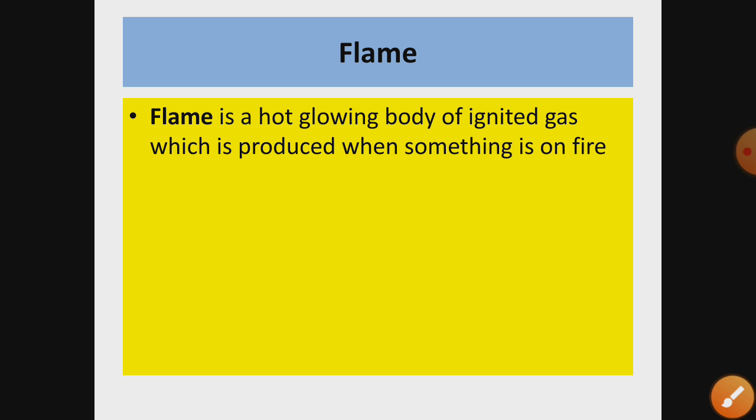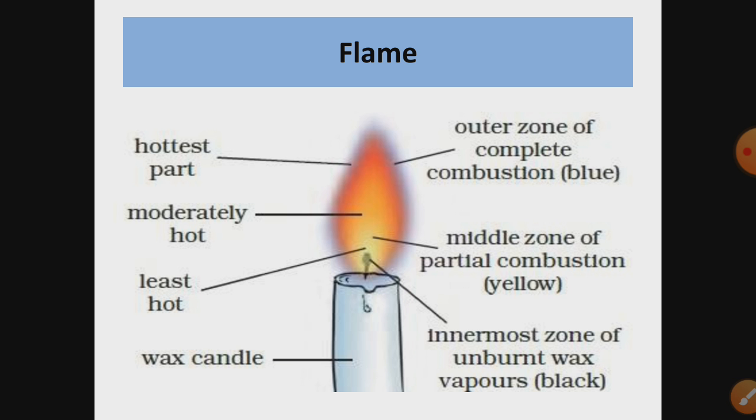Now, what is flame? Flame is a hot glowing body of ignited gas which is produced when something is on fire. In the next class we will study the flame, the zones of the flame, and the parts and characteristics of every zone. This is going to be very important.